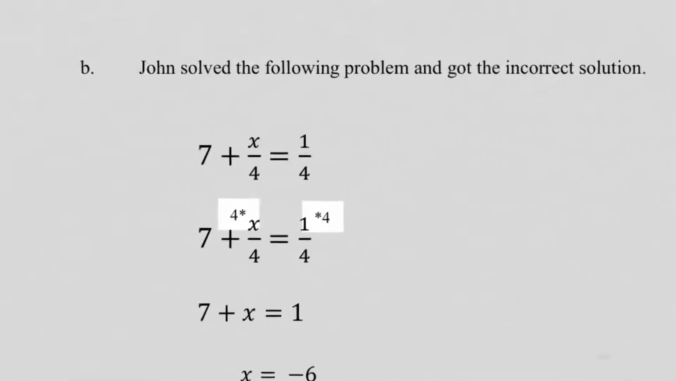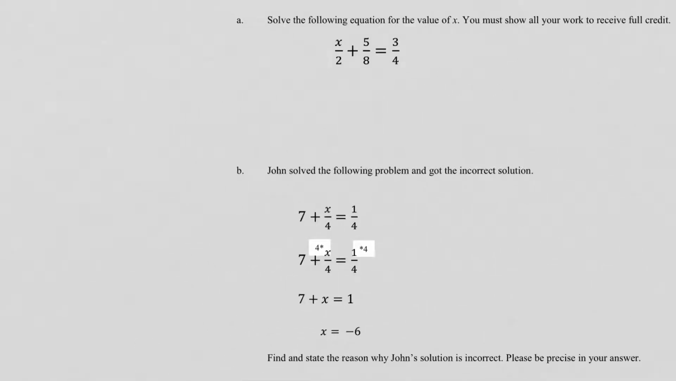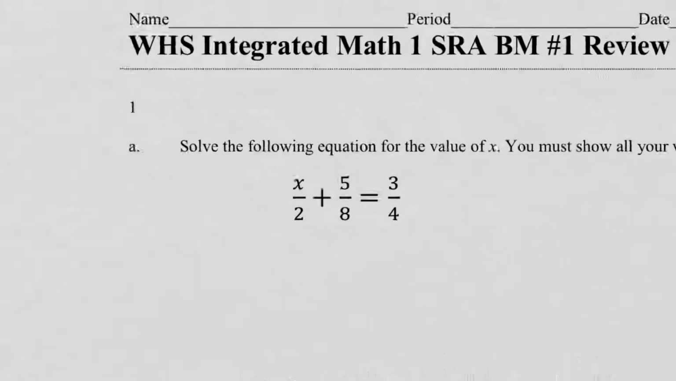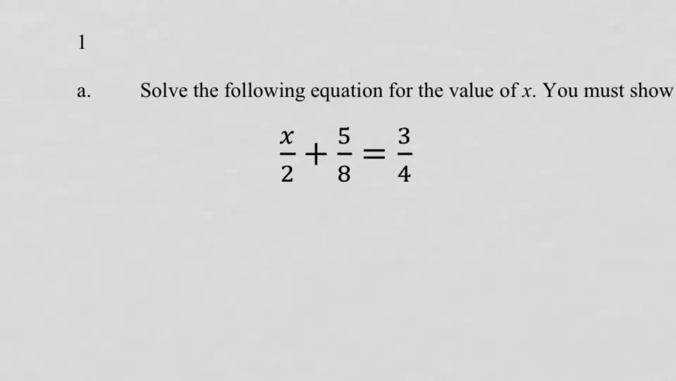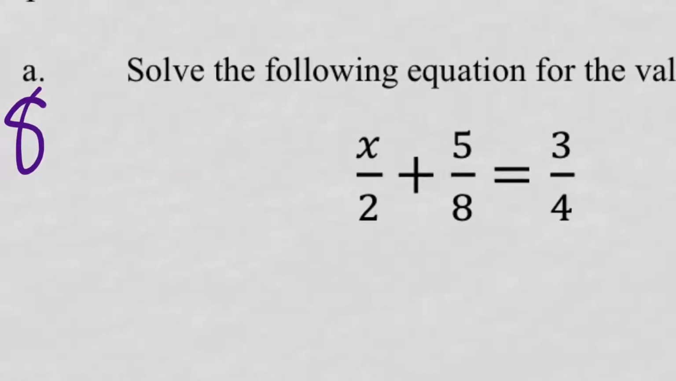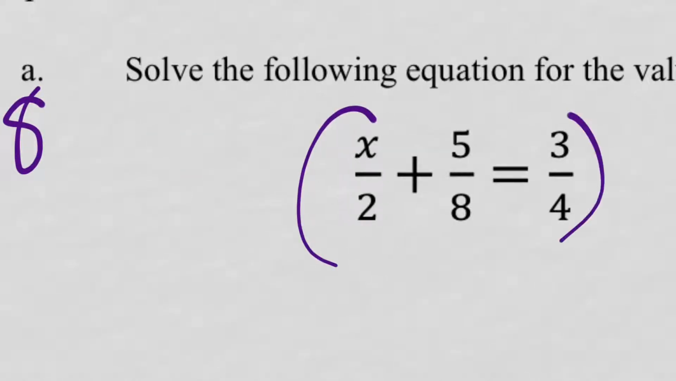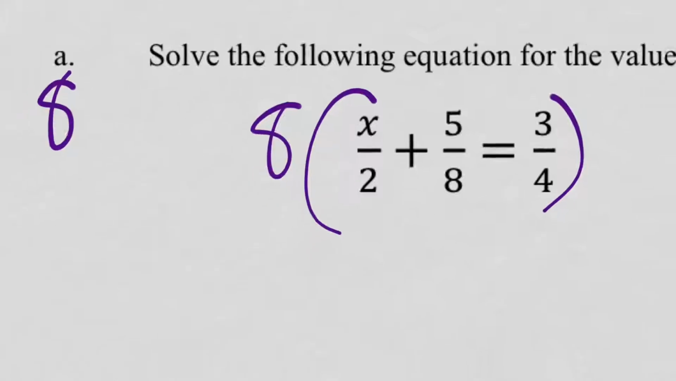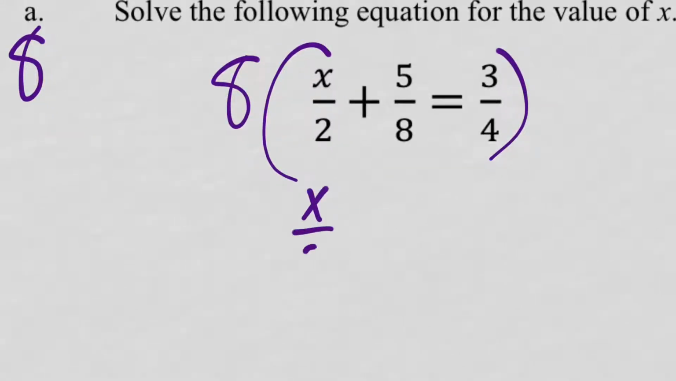Here's the SRA, but I'm going to go ahead and solve this one. There are three fractions, so I have to find the least common denominator so I can get rid of all the fractions, which should be 8. So I'm going to multiply each one of these terms by 8, which technically means the distributive property. So I can rewrite this multiplying each one by 8.